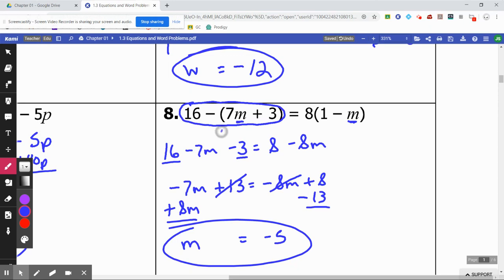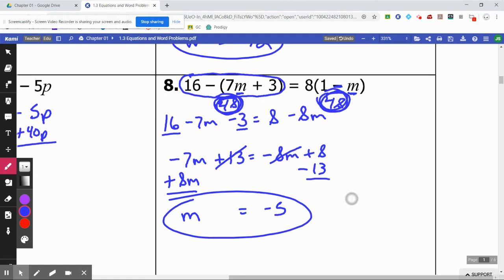16 plus 32, I believe that would be 48 is what you get when you plug in m there. When you plug in m over here, 1 minus negative 5, that's 1 plus 5 is 6. 8 times 6 is 48. When you plug in negative 5 on the left side and the right side, you get the same value. Therefore, you know that you're right, because that's what you're trying to do, make them equal.